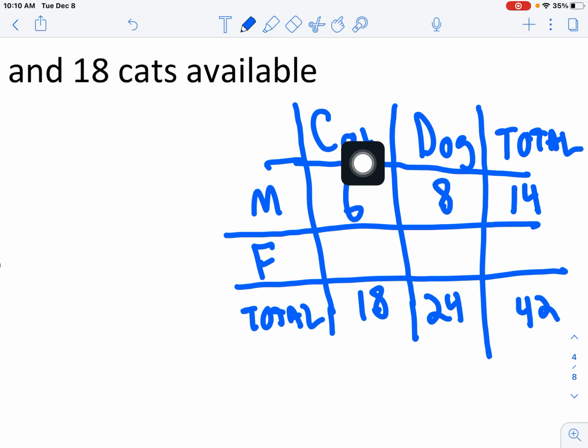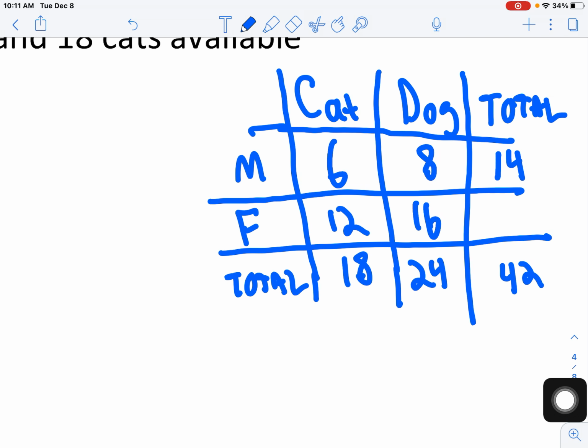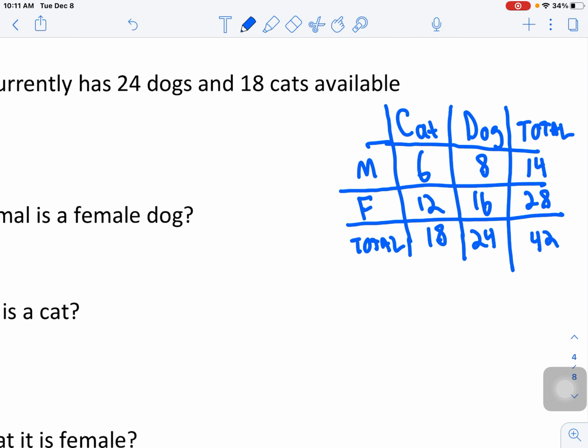And again, this is just kind of intuitive to figure out. If we have 18 total cats, 6 of them are male, how many are female? We have 12 there. Same logic over here: we have 16 female dogs, and adding across, 12 plus 16, we have 28 female animals in total.